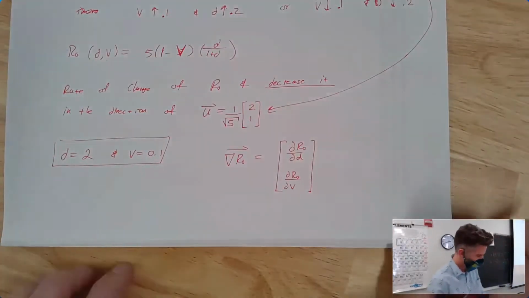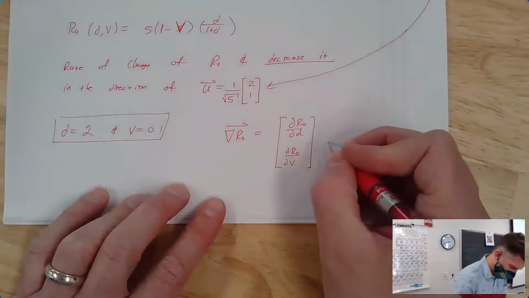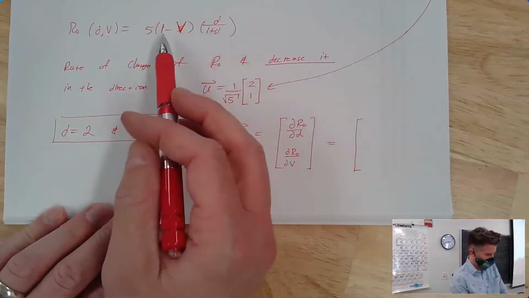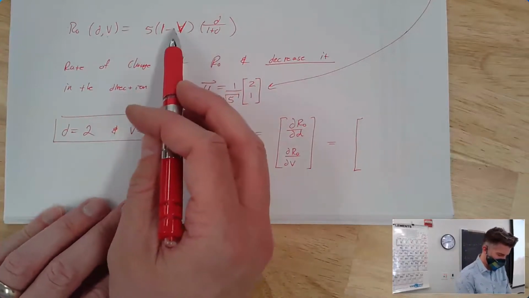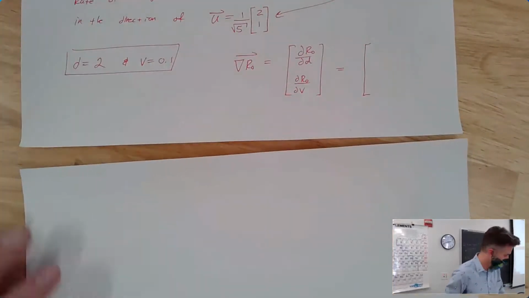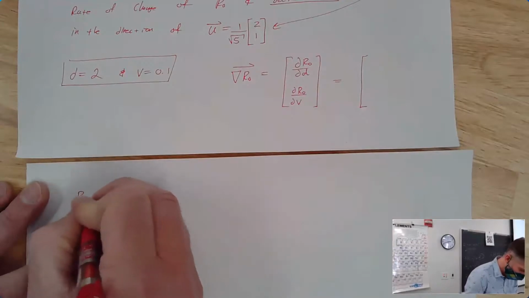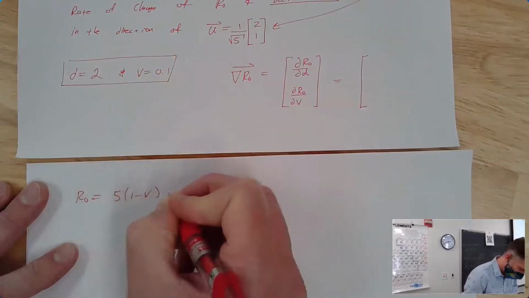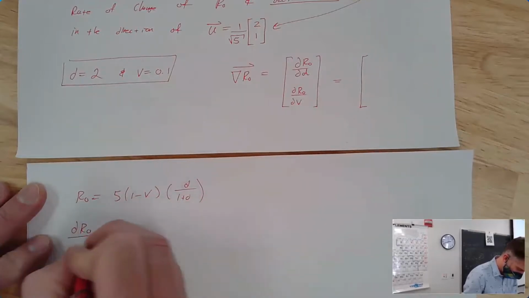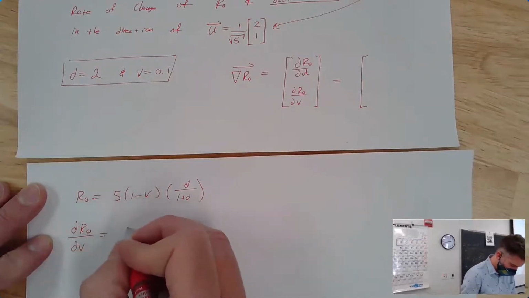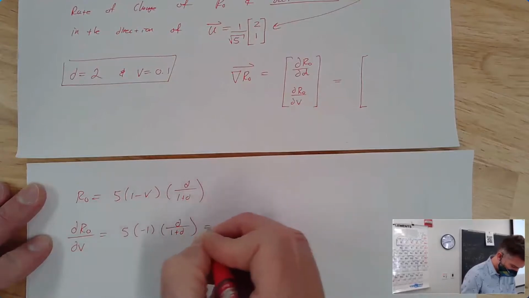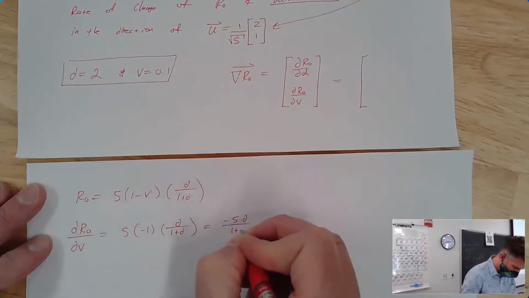That looked weird. The second piece of this feels much easier. The partial with respect to V is just going to be, I might even write this out. Let's give ourselves some more room. You can see that, right? So the partial with respect to V is just going to be 5 times -1 times D over 1 plus D, or negative 5D over 1 plus D.